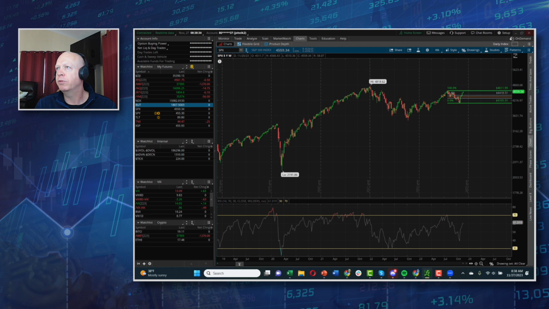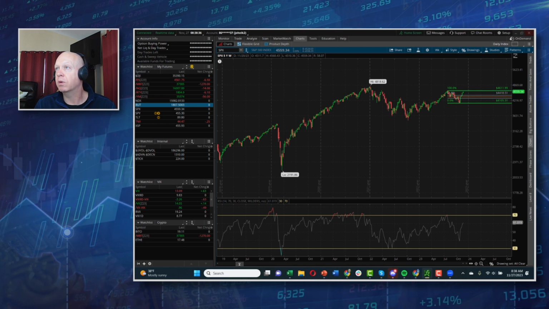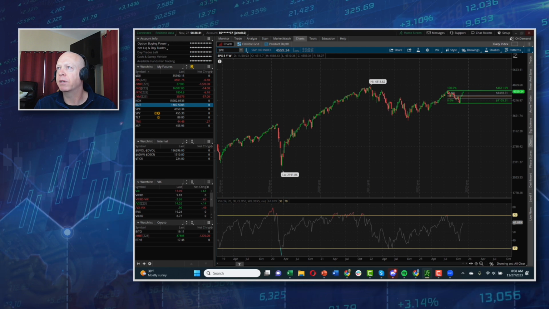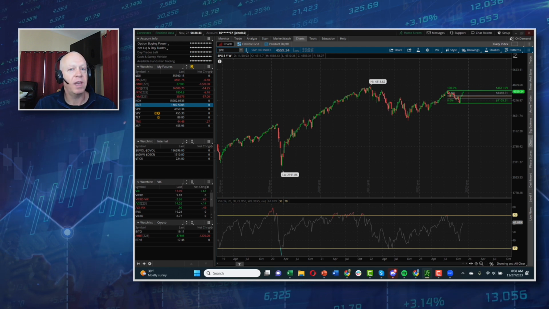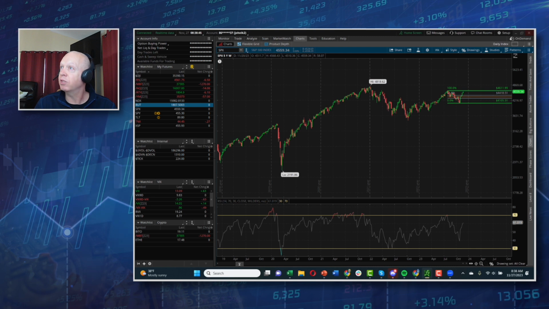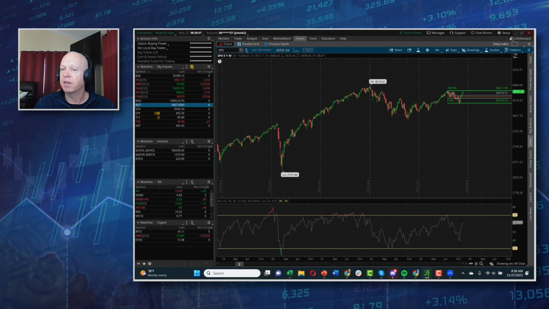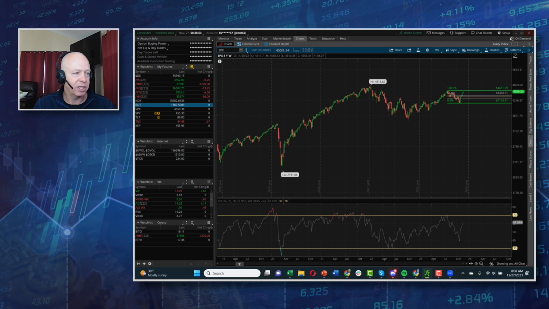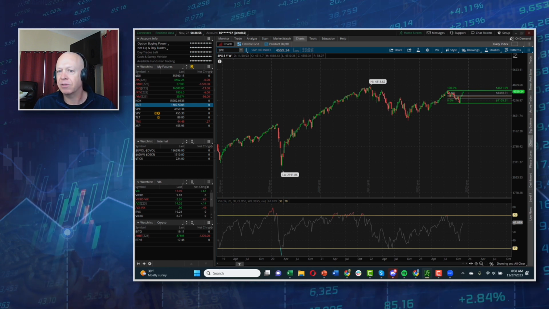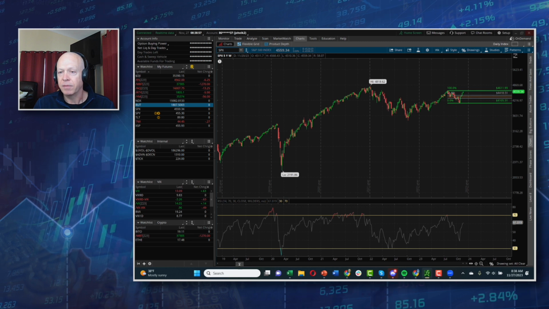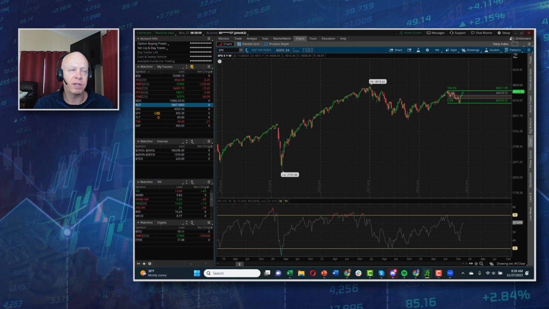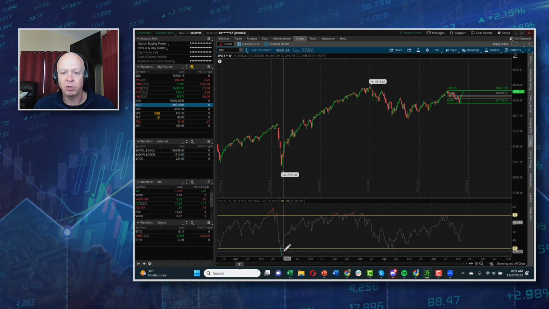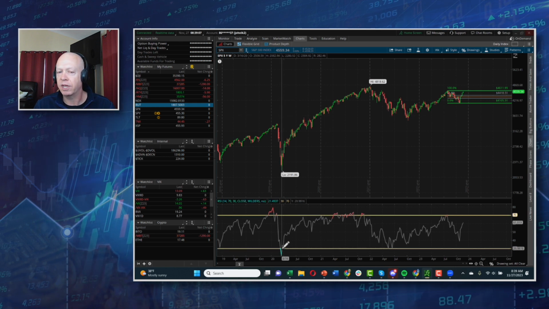RSI is probably most helpful when it shows divergence at a low. Okay, yeah. Market makes a new low, but RSI doesn't, right? So that's not using an RSI in isolation. You're saying that the market's making new lows, the RSI is not making new lows, which is basically telling you that downward momentum's slowing down. If it's overbought and the downward momentum's slowing down, then you can use it in that context.